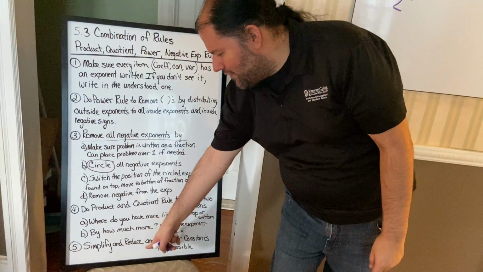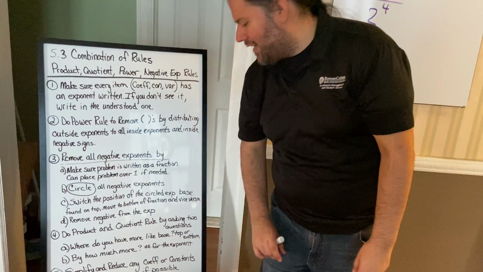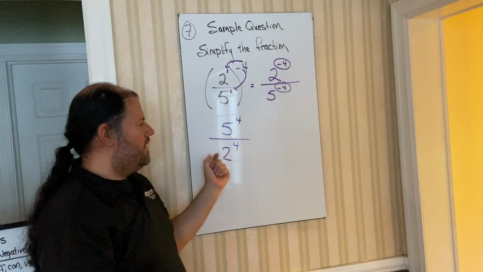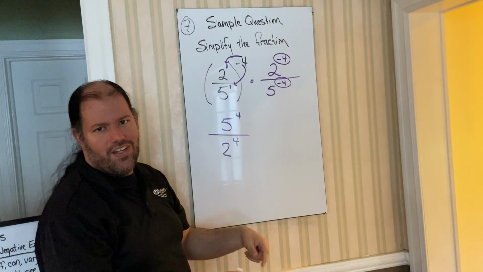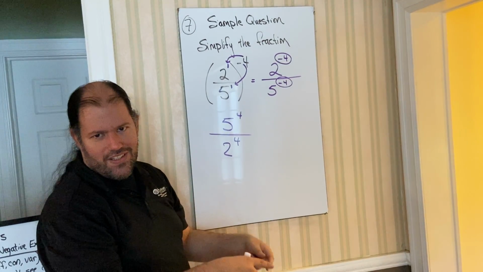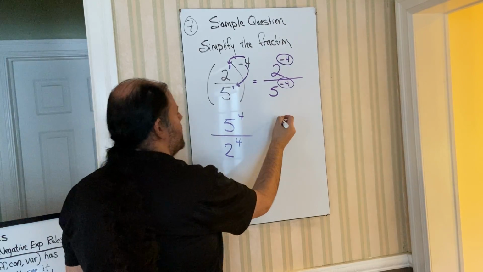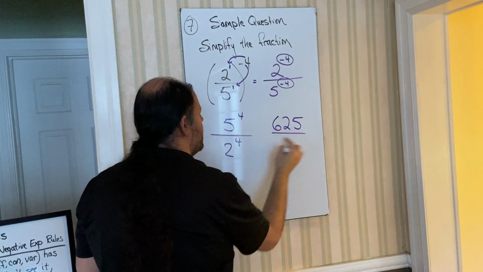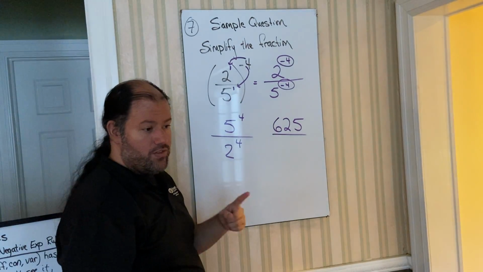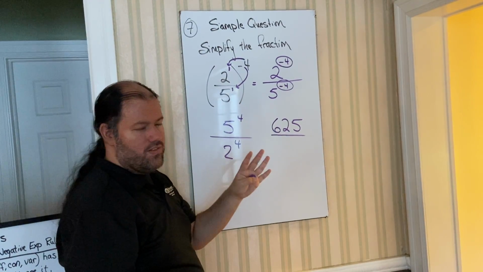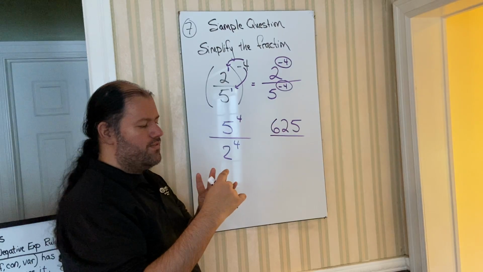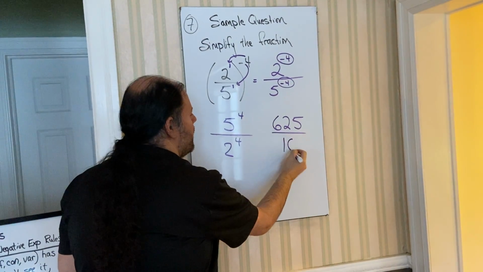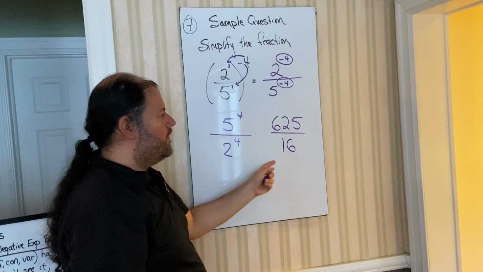So then, what's our final step? Step 5. Simplify and reduce. Do we have any coefficients or constants that we can simplify? Yes, because you know what 5 times 5 times 5 times 5 is. Remember? Put it in your calculator if you have to. 625. And then 2 to the 4th, that's 2 times 2 times 2 times 2. So 2 times 2 is 4, times 2 is 8, times 2 is 16. And then this is our final answer.